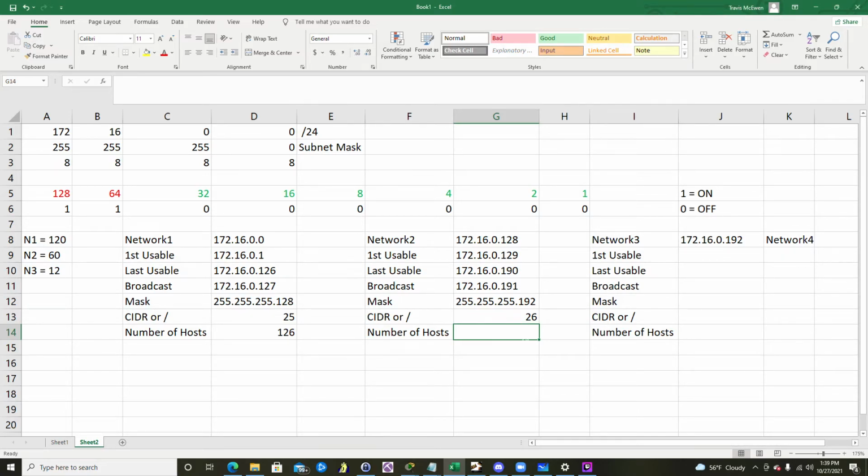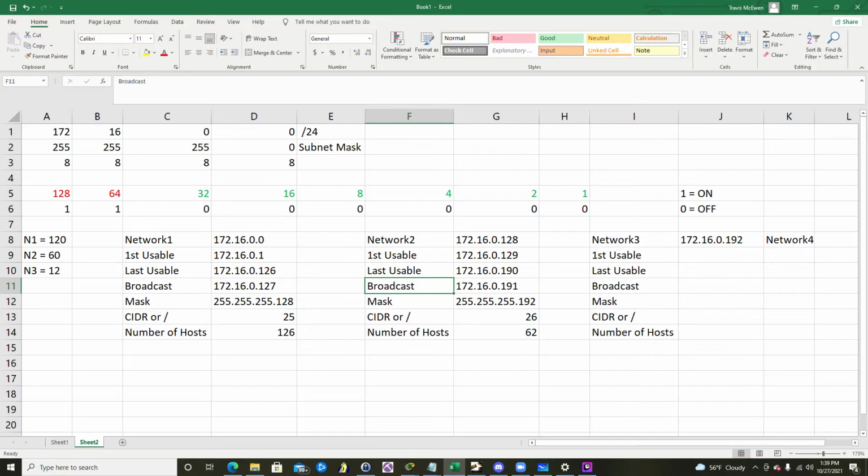And then the number of hosts that we're providing for, again, take the number directly to the left of our imaginary line in between the 64 and 32, so the last bit that we've turned on, and we subtract 2 from it. And so that'd be 62. And remember, we're subtracting 2 because we can't use the network address and we cannot use the broadcast address to assign out to individual systems.